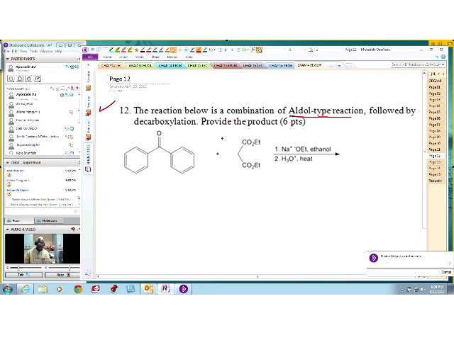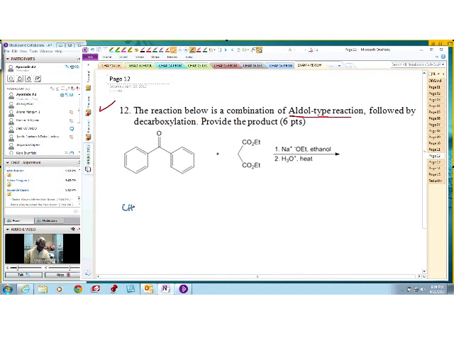you need to really know the mechanism. They say it's a combination of an aldol-type reaction. So the first thing that happens here, we have this malonic ester, and we have the base. What do you think will happen first?